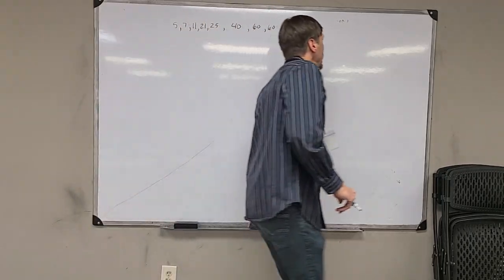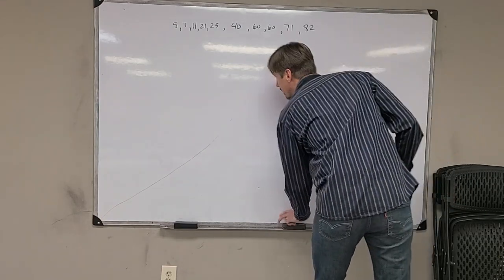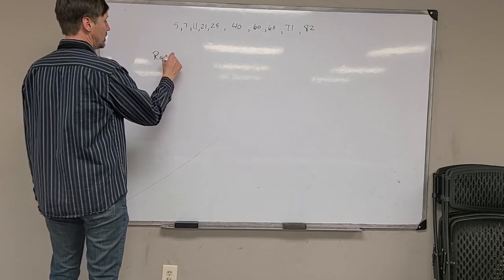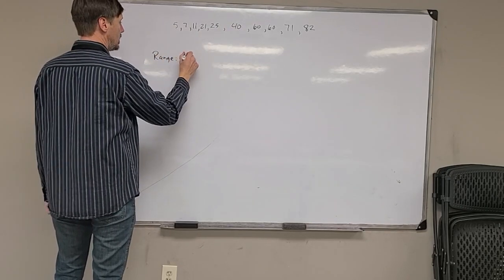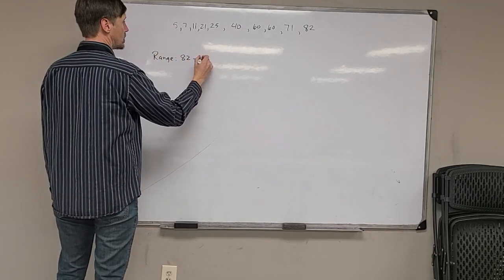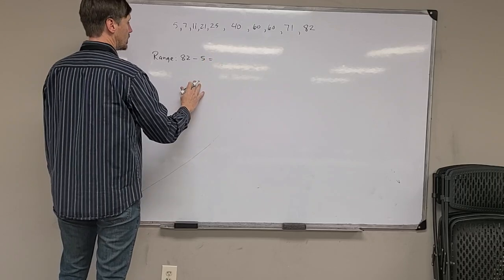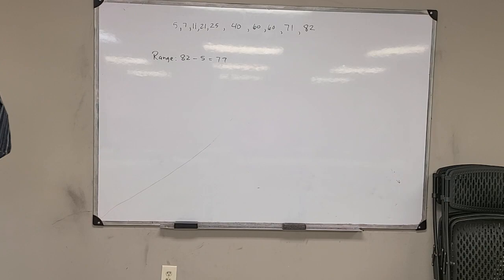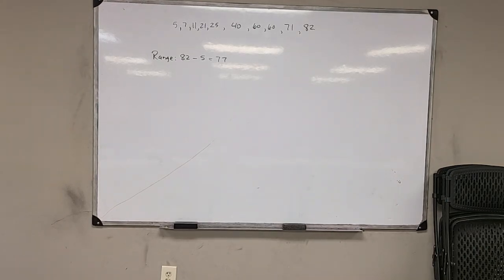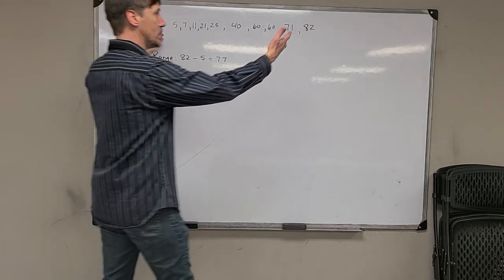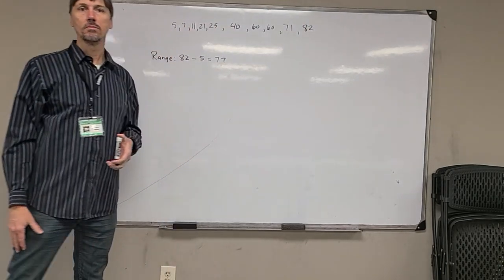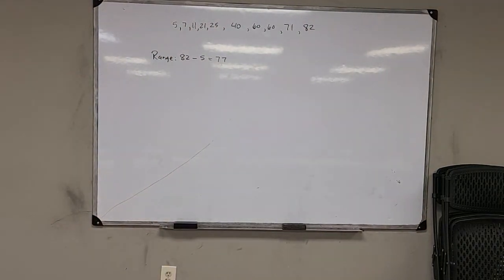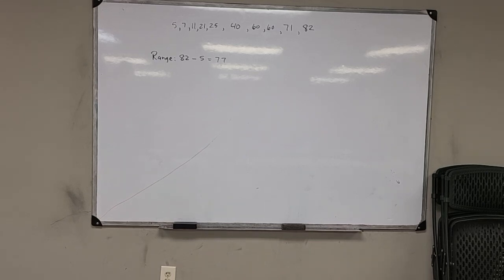Who can tell me what the range is? You find the biggest and least number and you subtract them. That's right. So the range is going to be your biggest number, which is 82, minus the smallest number, which is 5. So for this one here, our range would be 77, right? Now, when you're given a list of numbers, the first step is to take those numbers and put them in numerical order, from least to the greatest. So that's how you find the range.